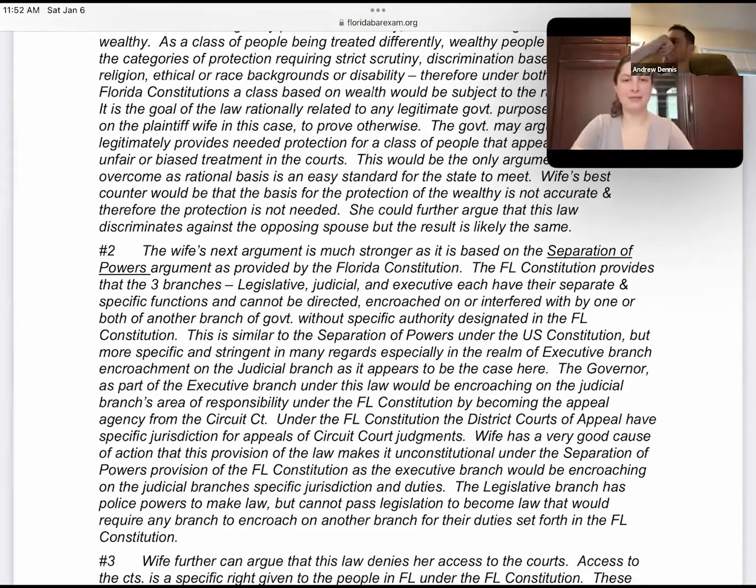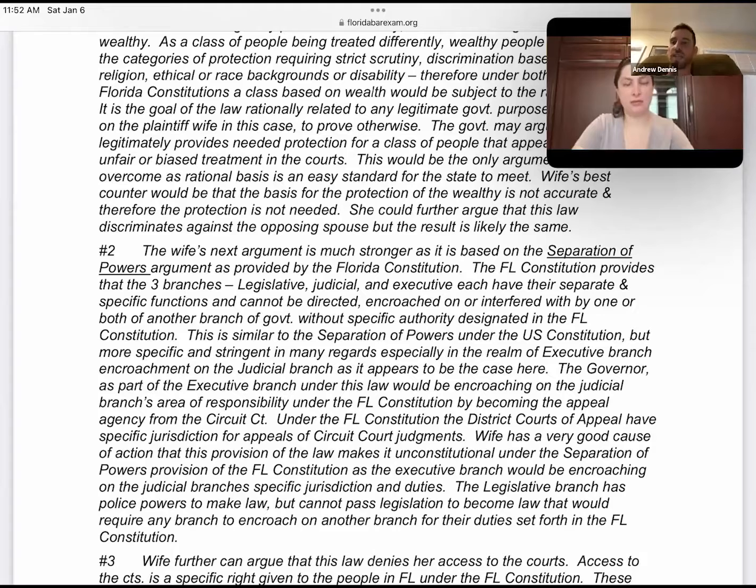Okay. All right, separation of powers. I think this was Jacob who mentioned this. The wife's next argument is much stronger as it's based on the separation of powers. I want everyone to listen very carefully to this. The separation of powers argument is provided by the Florida Constitution. The Florida Constitution provides that the three branches, legislative, judicial, and executive, each have their separate and specific functions and cannot be directed, encroached, I love that word, or interfered with by one or both of another branch of government without specific authority designated in the Florida Constitution.